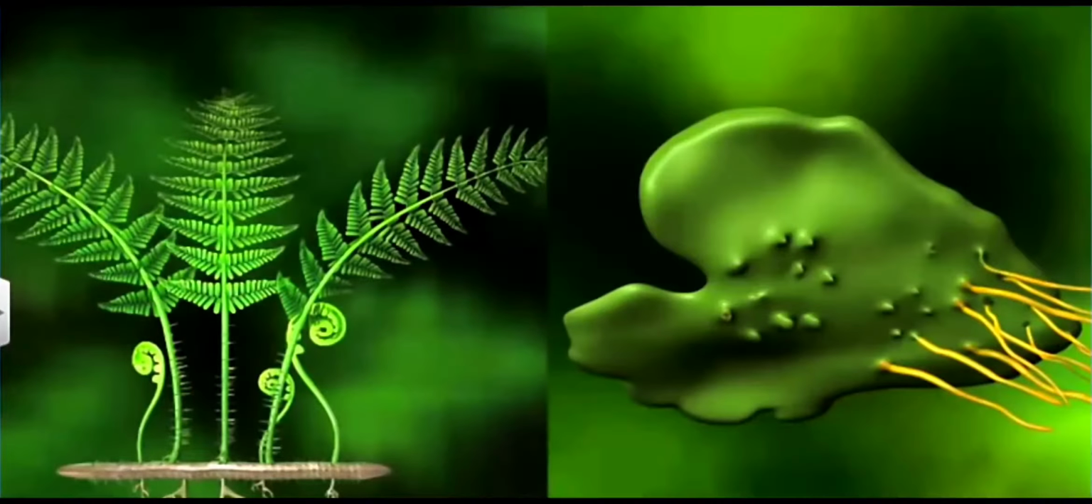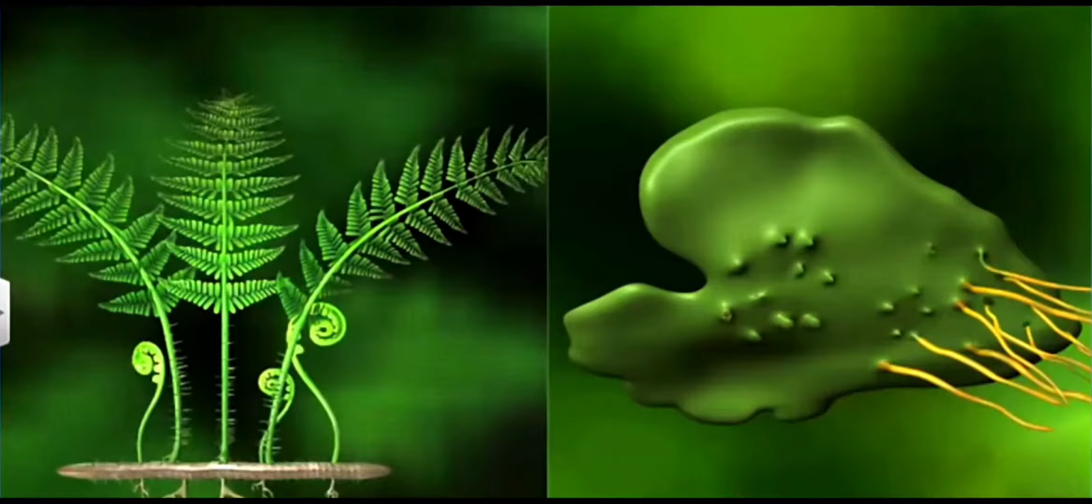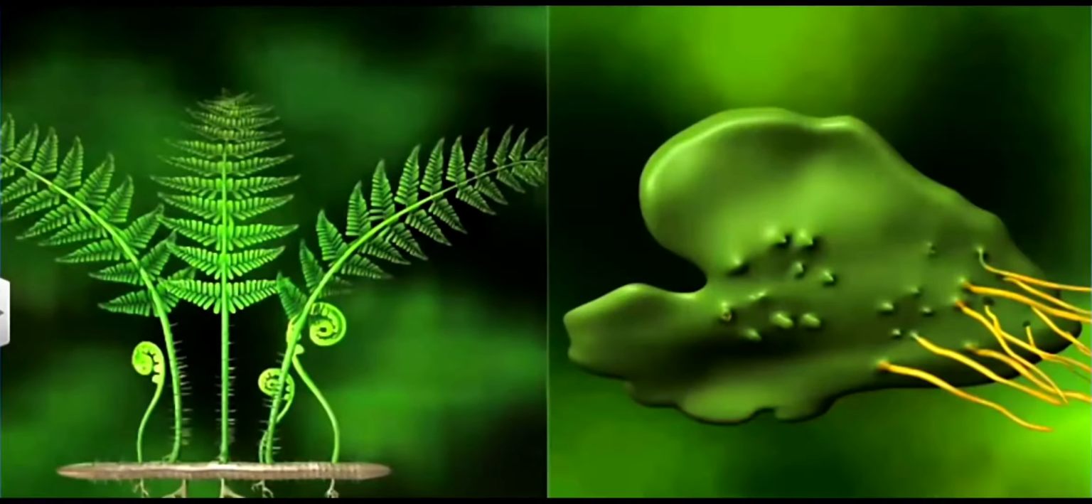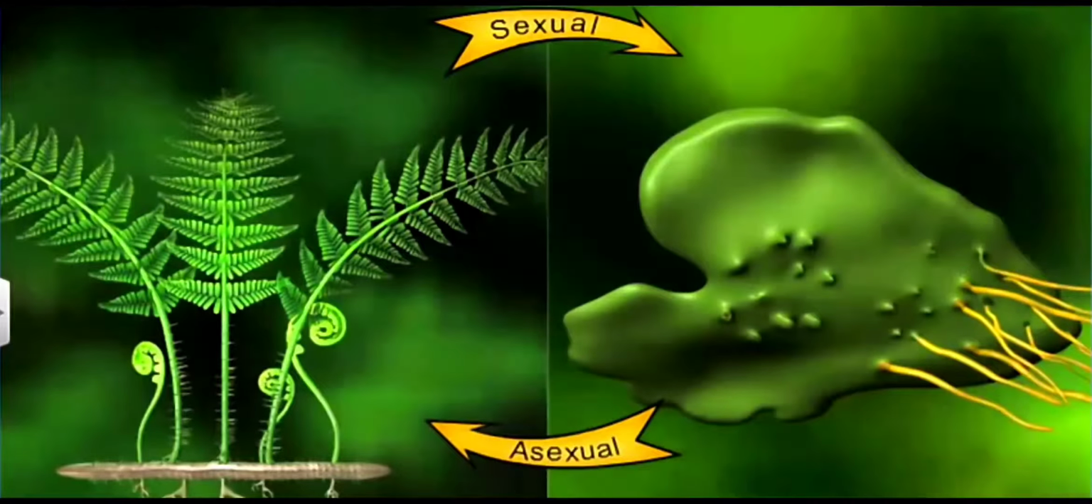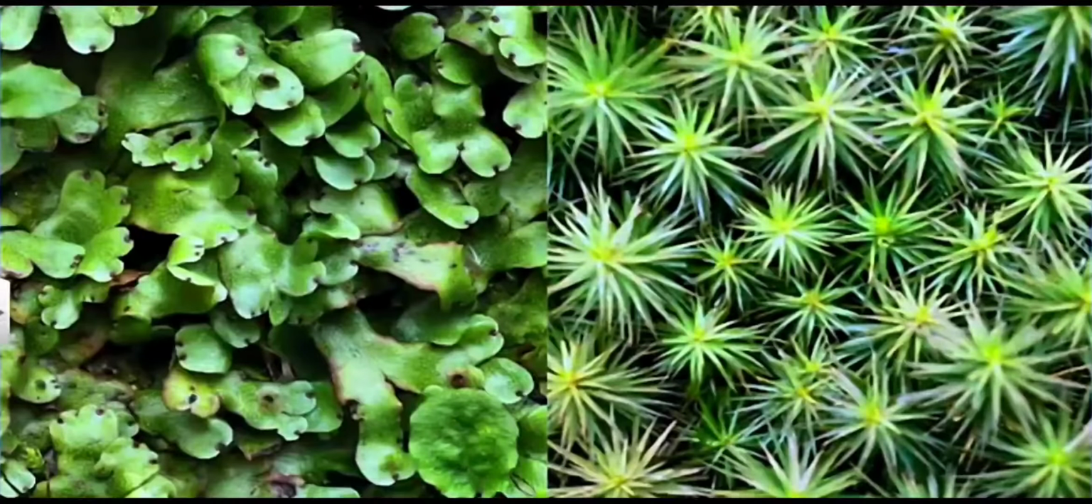So all plants show alternation in their generation. They may be diploid or haploid, or you can say sporophytic or gametophytic. So there is always an alternation from the asexual phase to the sexual phase. This alternation between sexual and asexual phase is called alternation of generation. We'll study different types of alternation of generations in different types of plants in the next chapter.